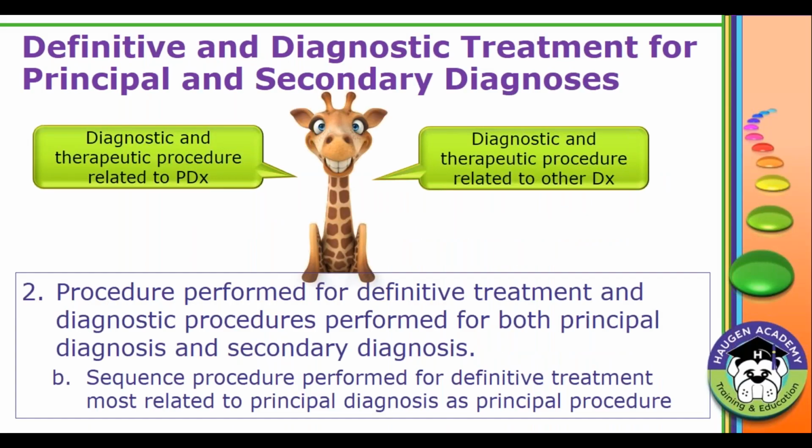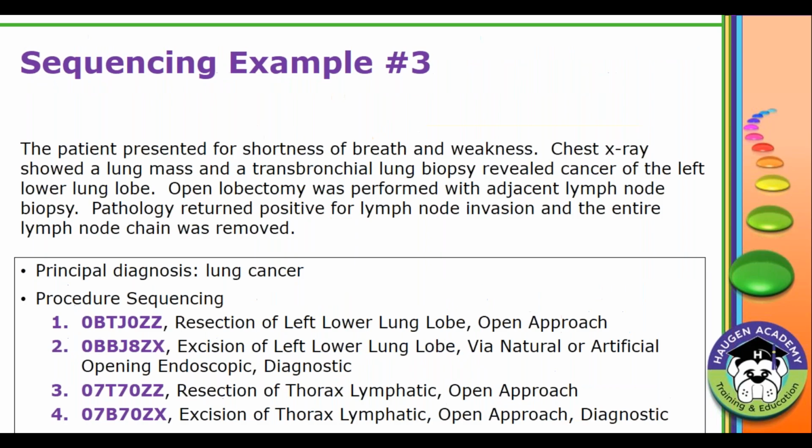So going into the second part of the significant procedure coding guideline, we have diagnostic and therapeutic procedures that are both related to the principal diagnosis. And we also have a diagnostic and therapeutic procedure that is related to an additional diagnosis. And again, the coding guideline says that we sequence the procedure performed for definitive treatment most related to the principal diagnosis as our principal procedure.